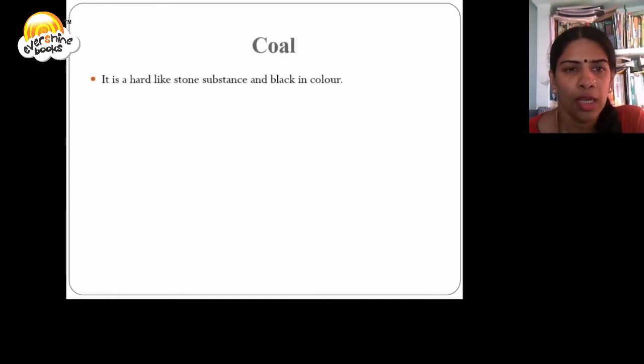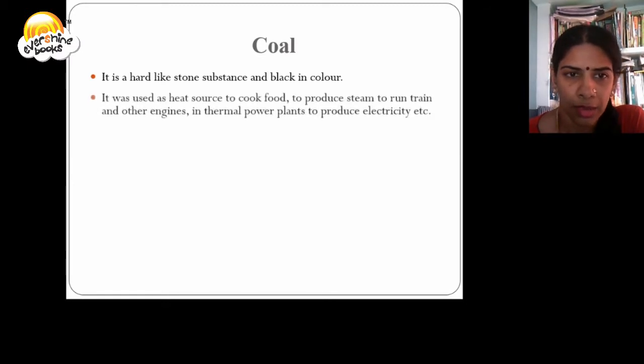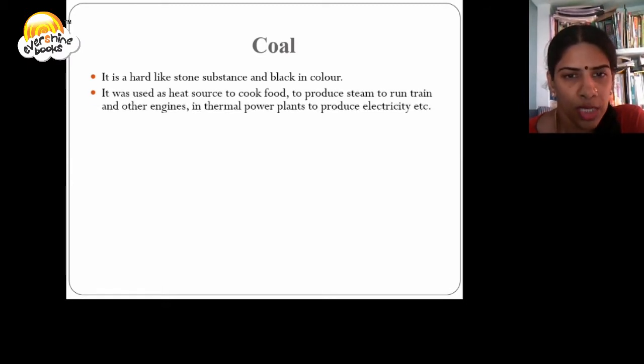Coal. It is a hard, stone-like substance, black in color. It is used as a source of heat to cook food, to produce steam, and to run trains and engines. It was used in thermal power plants to produce electricity.